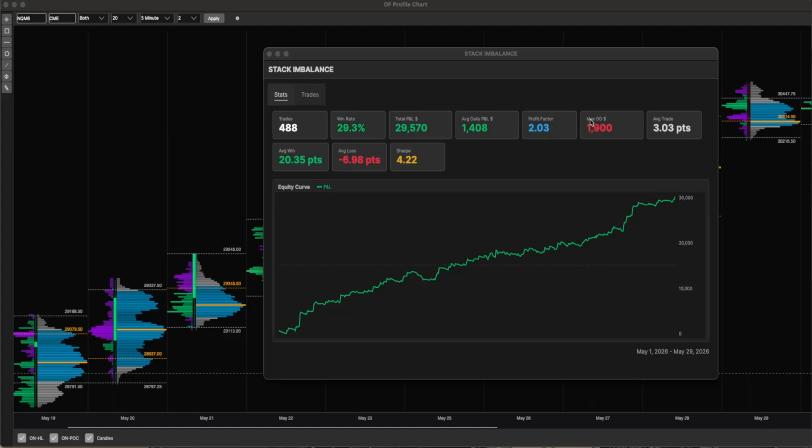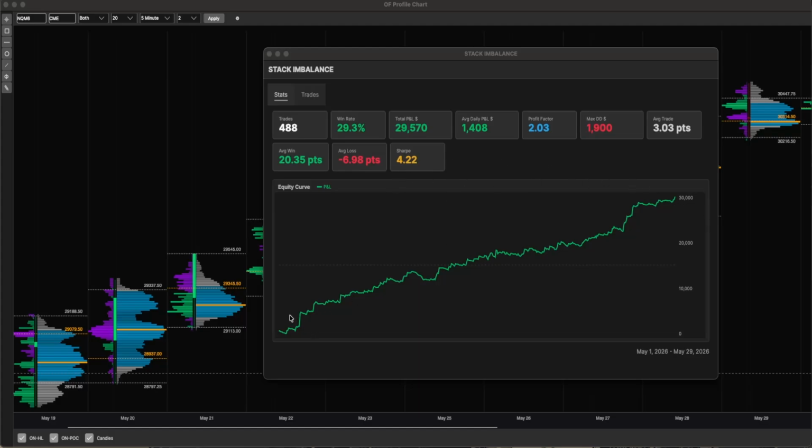The max drawdown is 1,900, so I didn't blow any accounts. And this is a backtest for May. The average trade is 3 points. The average win is 20 points, and the average loss is 7 points. As you can see, my average winners are a lot larger than my average losers. The Sharpe ratio is 4.2.